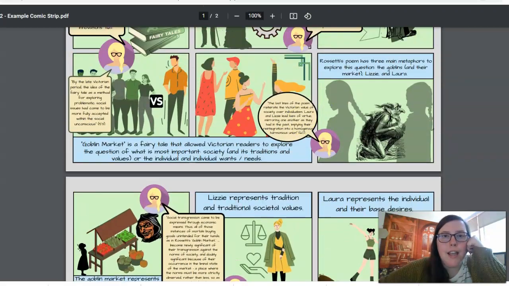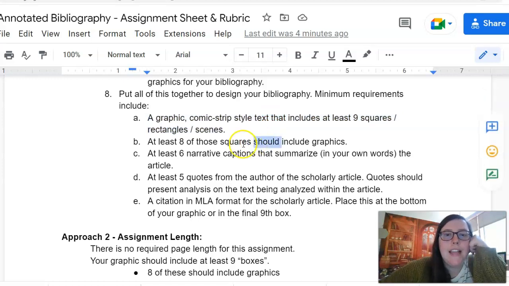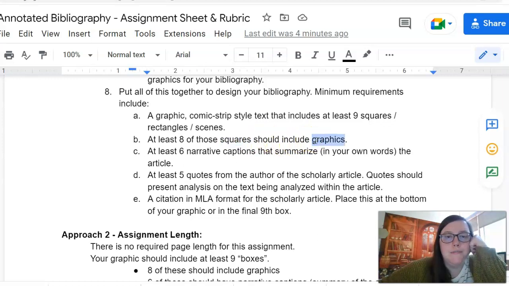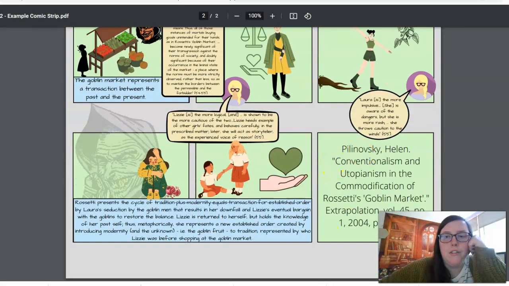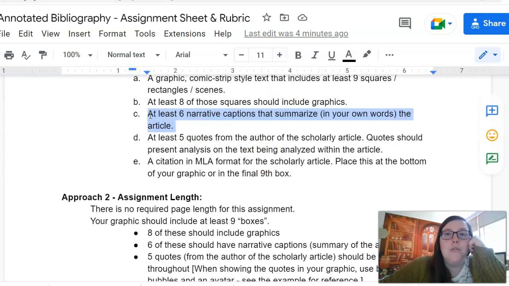So when I say a graphic comic strip style text that includes at least 9 squares, rectangles, scenes, I didn't know what to call it, but what I'm talking about are those segmented pieces of a graphic narrative. Now, at least 8 of those squares, rectangles, scenes, boxes, whatever you want to call it, should include graphics. For example, I have one at the very end that's just a citation, so it doesn't include a graphic. At least 6 of those should include narrative captions, or you should have 6 narrative captions somewhere on your graphic bibliography.